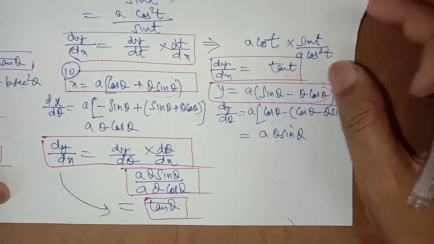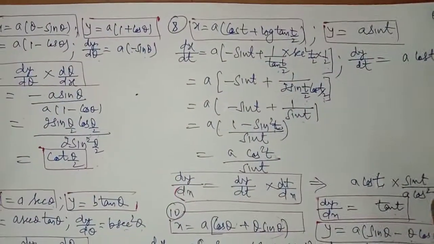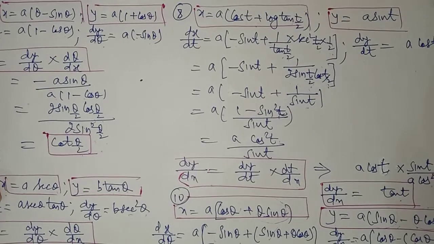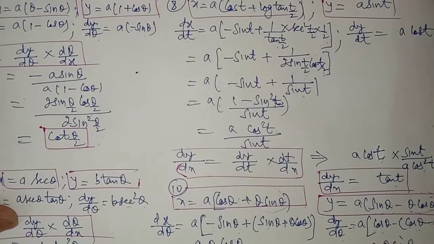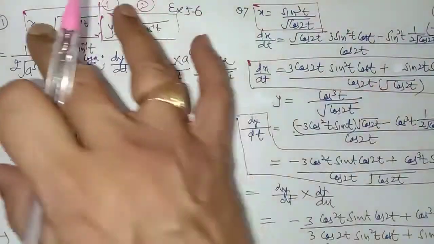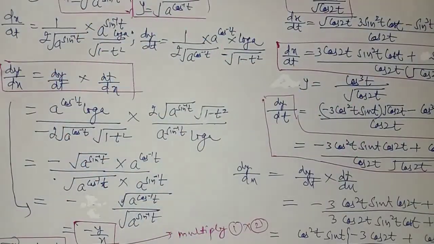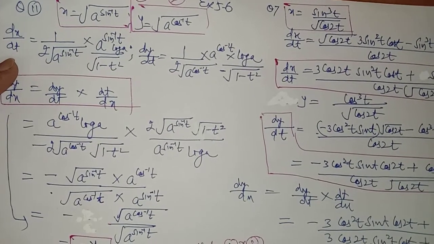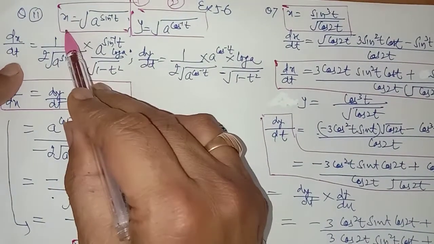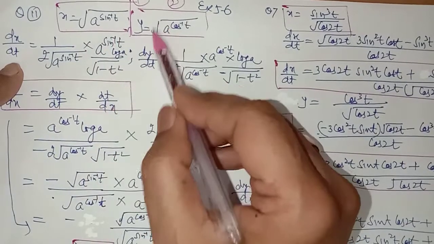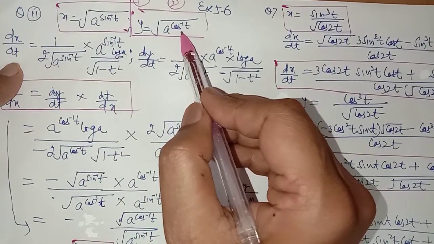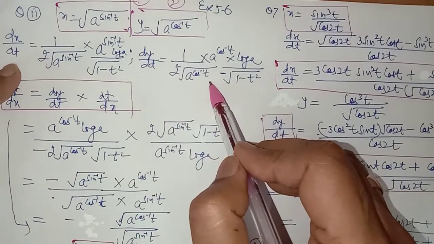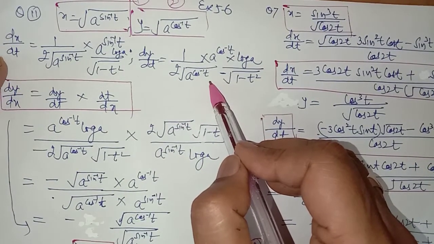So the same method we are using in all the questions. Simply you have to find dy upon d theta and d theta upon dx, and by chain rule we can find the value of dy upon dx. Now question number 11, we can do it in two ways. First of all by using the chain rule, and second by using the identity. Now x is equal to under root a raised to power sin inverse t, y is equal to under root a raised to power cos inverse t. If we do it directly, it is somewhat complicated, or we can say you must know the derivative very well.